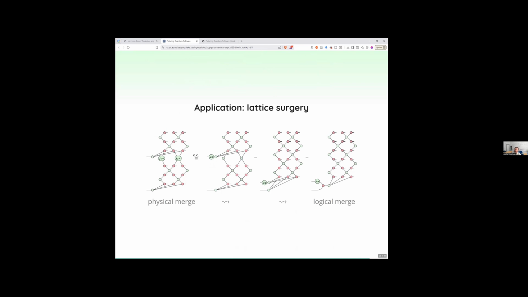You can use lattice surgery, or you can talk about lattice surgery in this notation. So here I've got two patches of surface code, and I've done measurements along the boundary between the two patches, and the thing that it gives me is a logical merge. Okay, so a lot of this kind of stuff is developed.